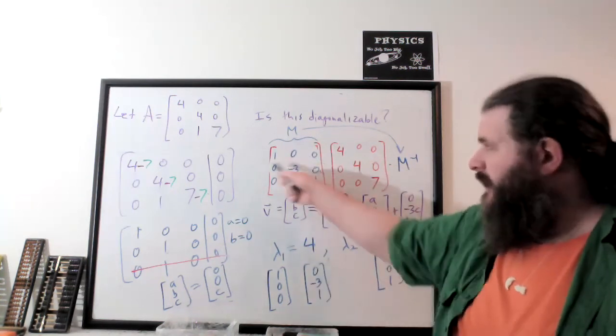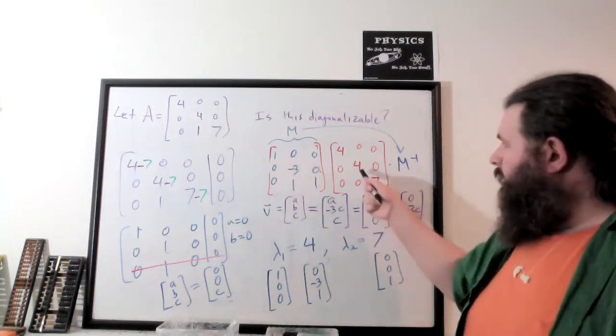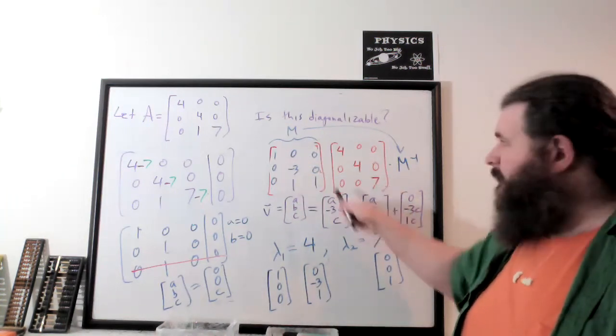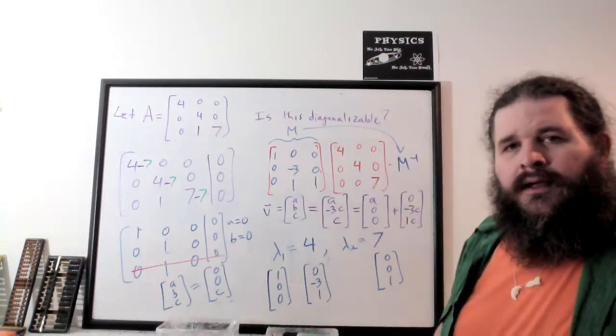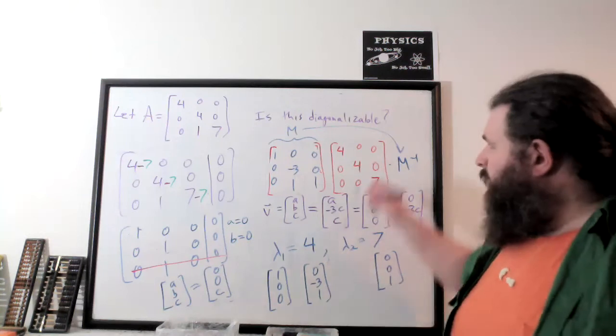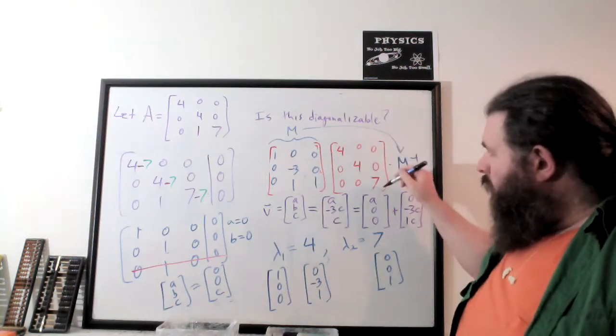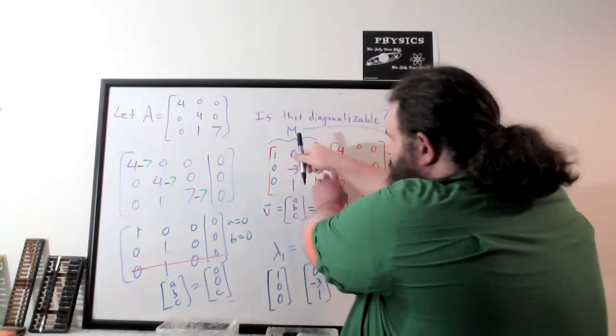Oh, okay, I see. That the order doesn't matter. Okay, got it. And then the 7 was listed third, so that means the third column has to be an eigenvector associated with 7. Okay, got it. Thank you. And that's changeable. We could have listed this as like 4, 7, 4. We just have to switch the second and third columns.